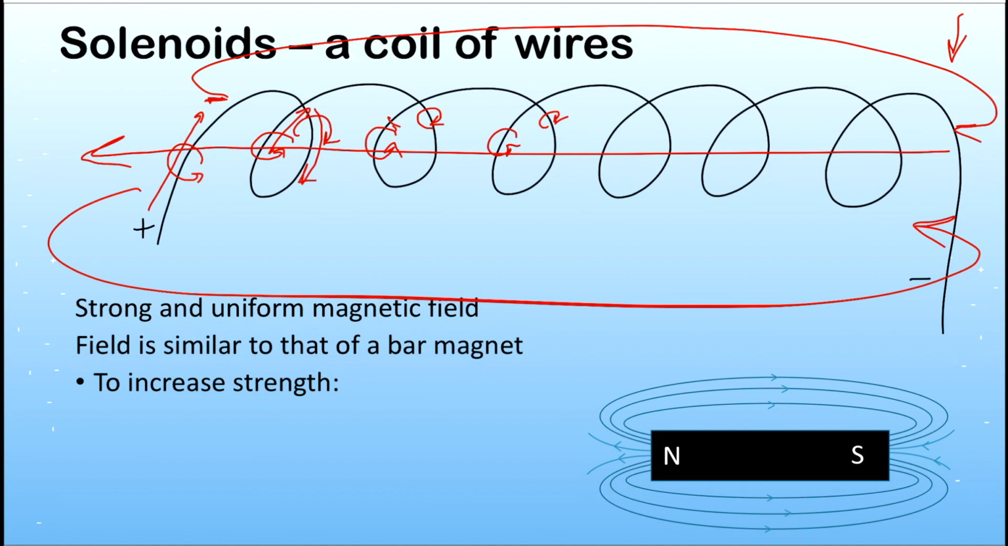So if we look at a cross-section, looking down from on top of this solenoid, or electromagnet if you like, we actually see it's exactly the same structure as a bar magnet. The field is exactly the same as a bar magnet. We've effectively created a bar magnet by coiling these wires in this particular way. And it makes a lovely, strong and uniform magnetic field, just like a bar magnet does.